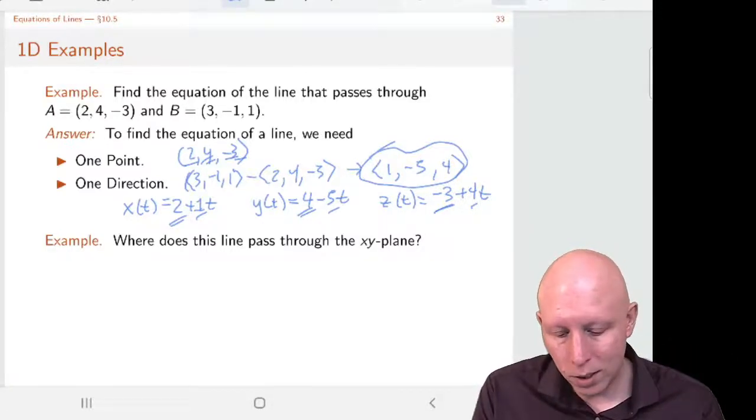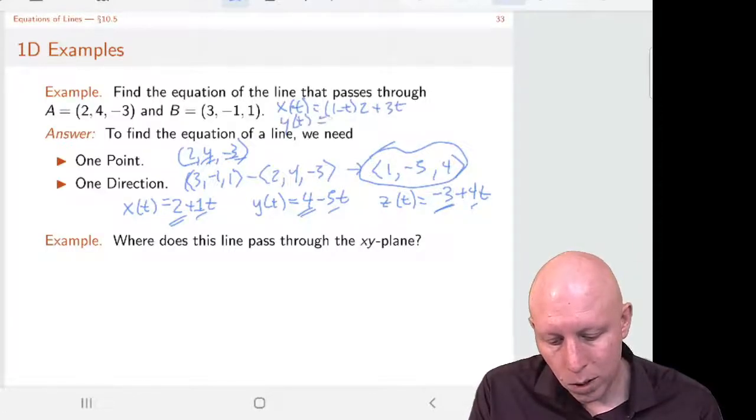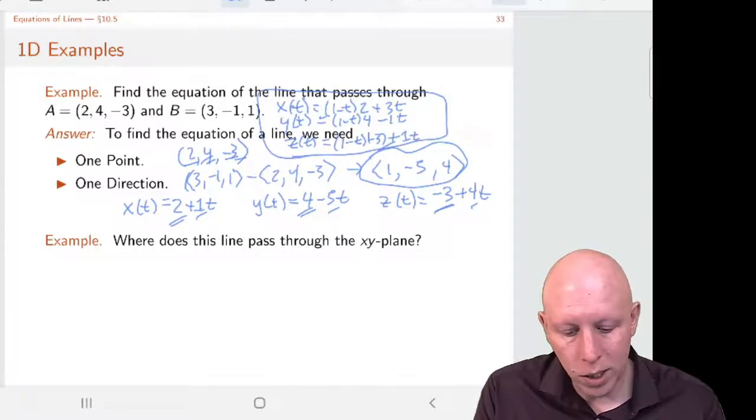And as we mentioned before, you could have also written this using the linear interpolation method, where we could say, okay, x of t is equal to 1 minus t times 2 plus 3 times t. y of t is equal to 1 minus t times 4 minus 1 times t, and z of t is equal to 1 minus t times -3 plus 1 times t. And if you simplify those, you get the exact same equations.